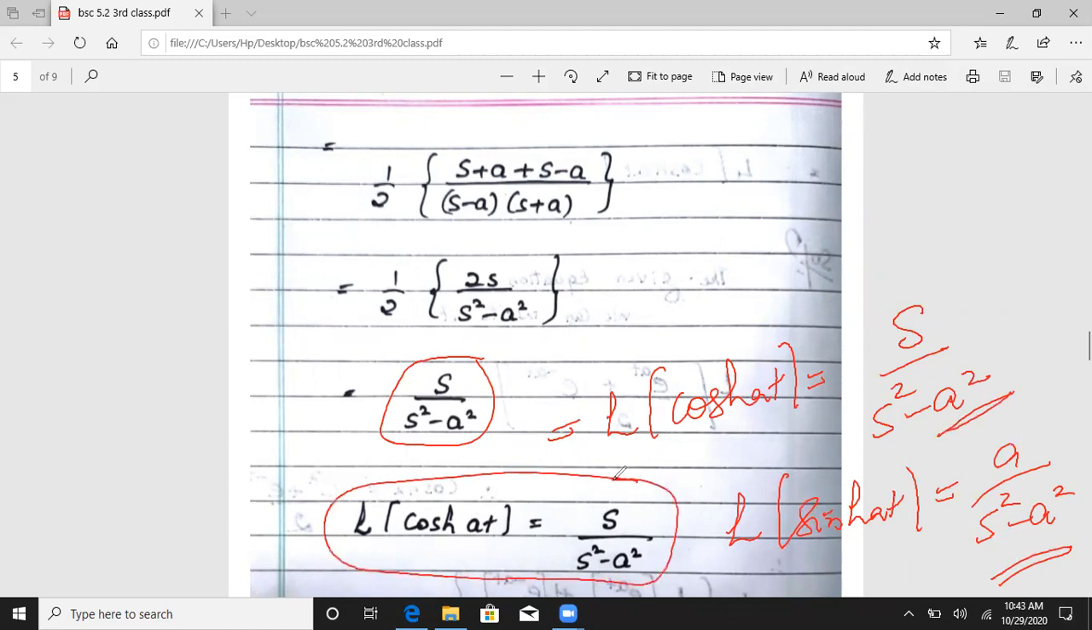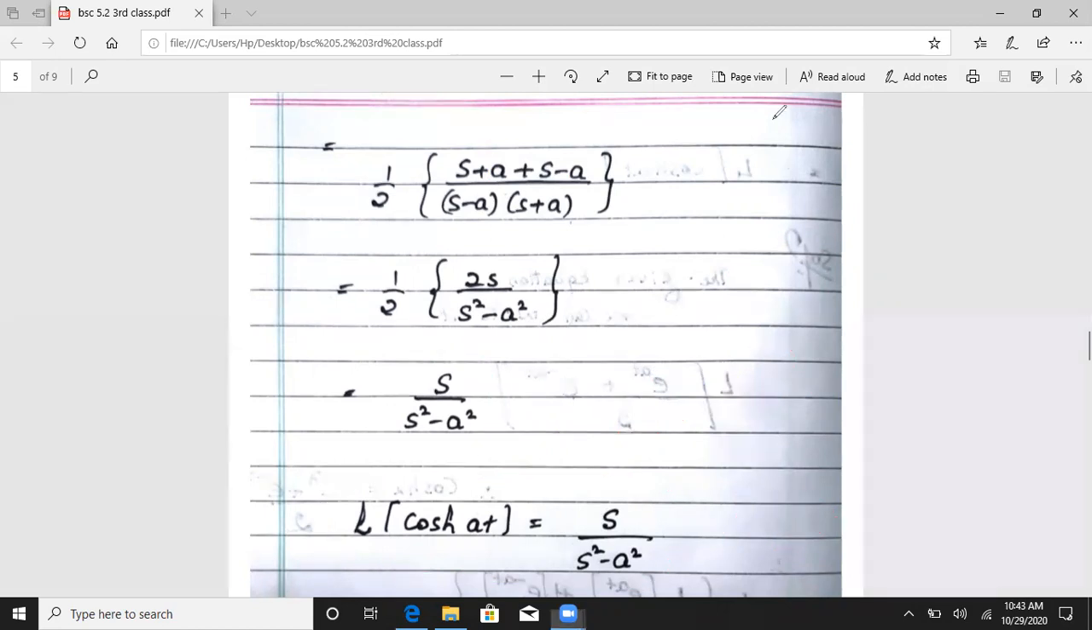This is the resultant value. I hope you also solved this one.